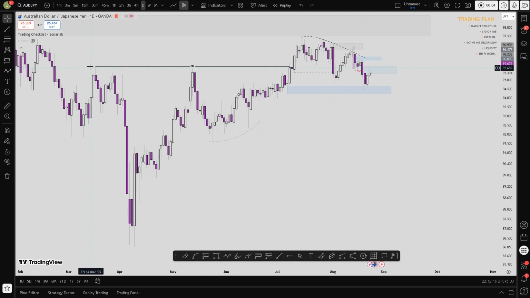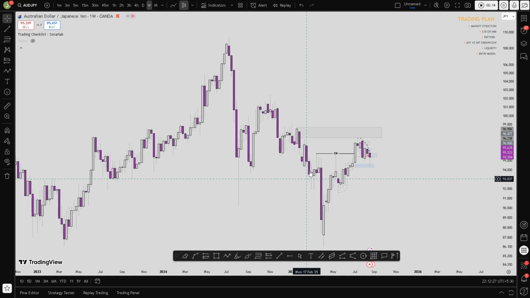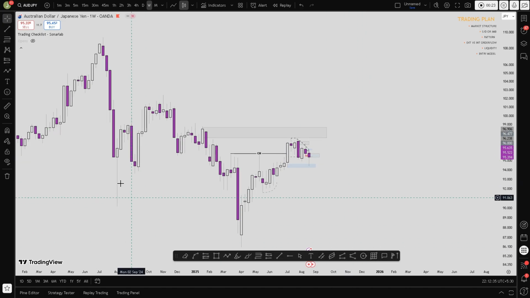And here on AUD JPY, I took two trades in the last week and I'm going to break down both of them to you. So let's start with our daily plan. First is market structure. We see that we are bullish on the weekly time frame, where we have just broken structure towards the upside. But what do we see?